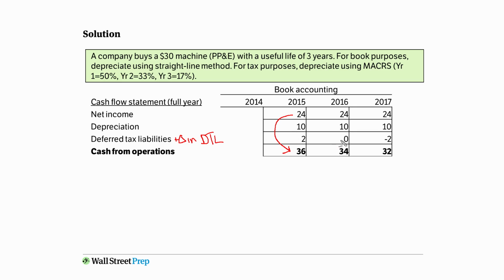Now there was no change in this year. The DTL started the year at a balance of 2 and it ended the year at a balance of 2, so there's no change there. But in this final year, when the DTL is finally reversed, that gets reflected as a reduction, right? The DTL went down from 2 to 0, and so we have a $2 million outflow because the tax expense that arrived at this net income is actually lower than the actual cash taxes that have to be paid during the year.